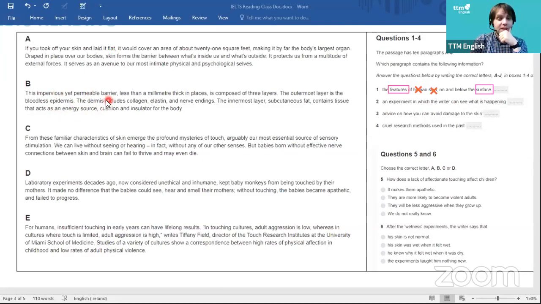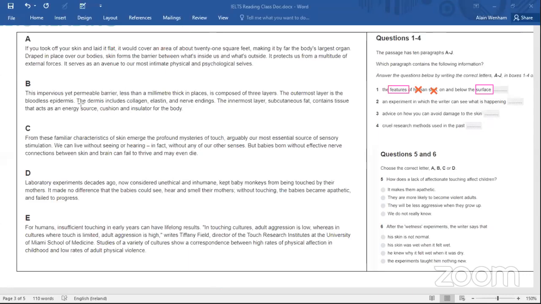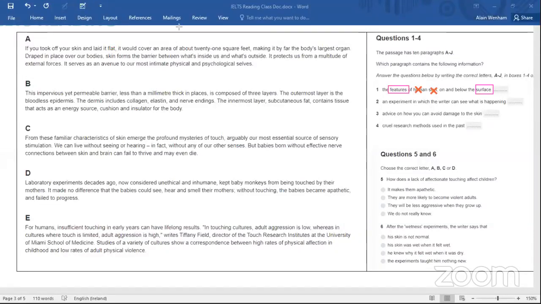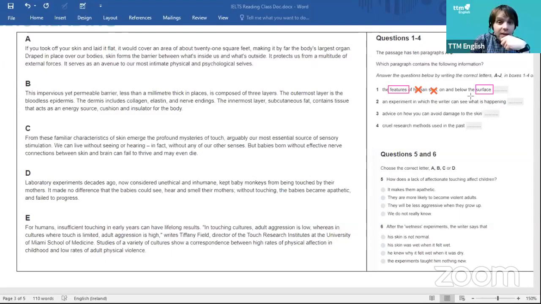Okay, someone's saying B. What's the word? Yes. C. 3 layers. Outermost. John, go on. What's the word that means surface features? Outermost layer is a synonym of surface. Outermost layer. Yeah, that's not bad.